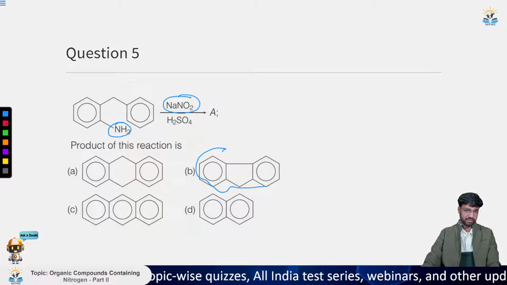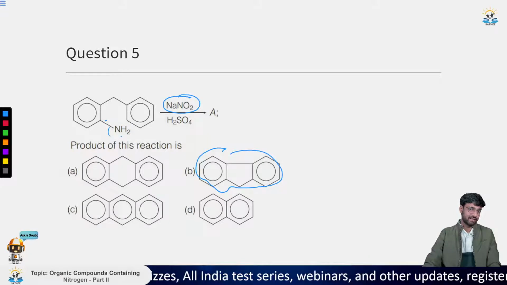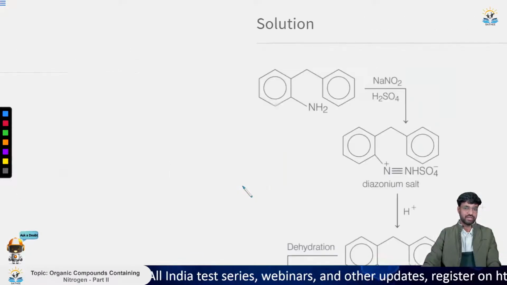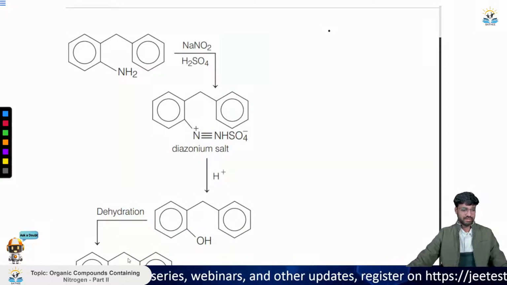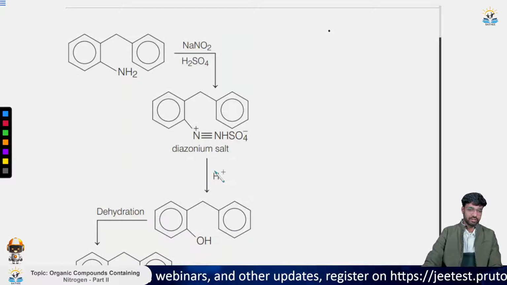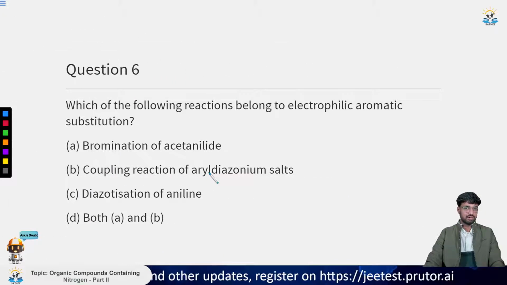So this is the correct answer. So it will just attack here, and both will combine like this to give you this as the answer. So this is the correct answer. Now for the rest of the questions, I will just give you hints, and if you want, you can solve them.